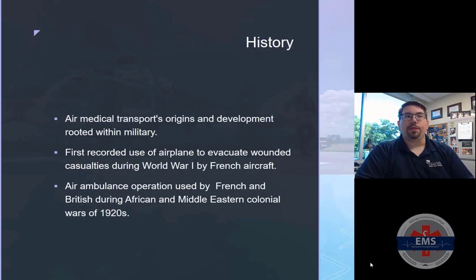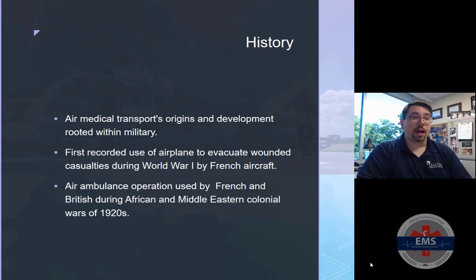Now, there's a long history when we think about helicopters and flight, aviation, when it comes to medical care. Air medical transport was originally designed and developed from the military, as early as World War I, but primarily more so along the lines of what we think of today, in Vietnam. The first recorded use of an airplane to evacuate wounded casualties was in World War I. That was done by a French aircraft. We know that there were air ambulances again that were utilized by the French and the British during the African and Middle Eastern colonial wars of the 1920s.